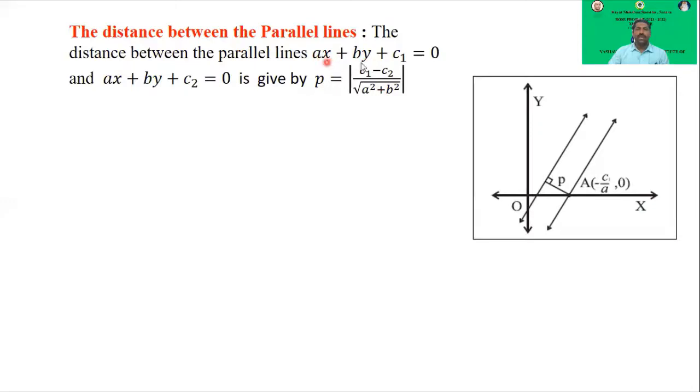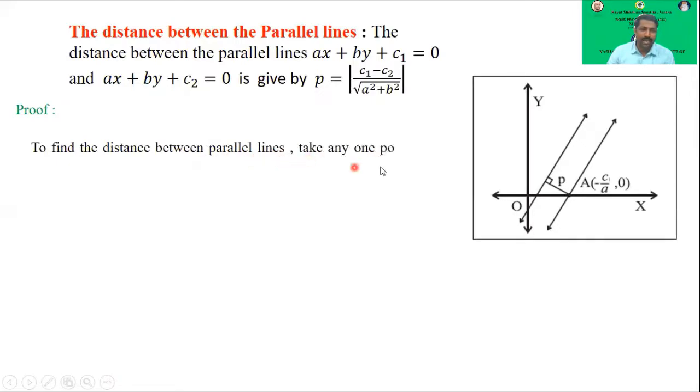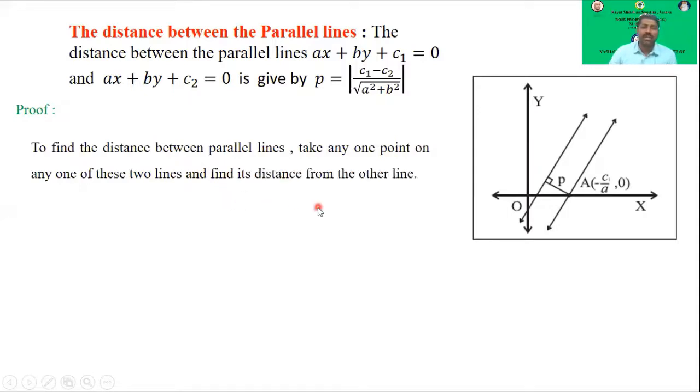We can see that these two lines are parallel to each other because their slopes are equal, minus a upon b, and here also minus a upon b. They just differ in the constants c1 and c2. So proof: to find the distance between parallel lines, take any one point on any one of these two lines and find its distance from the other line.